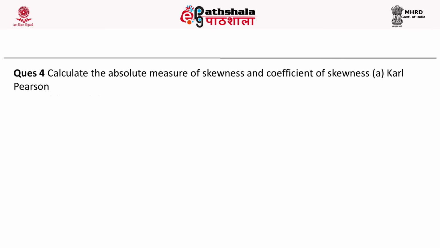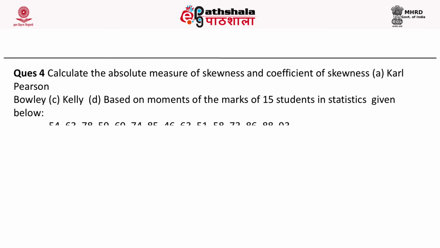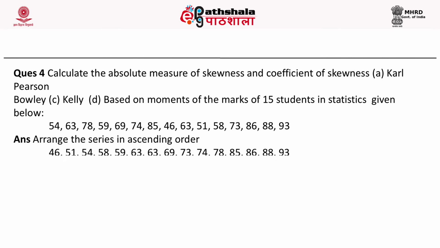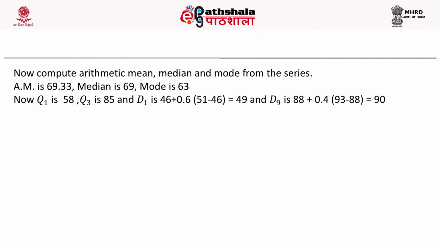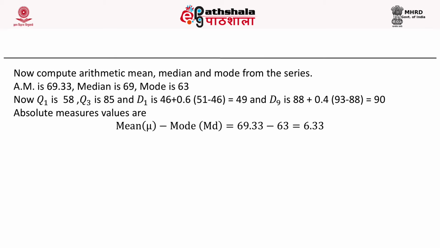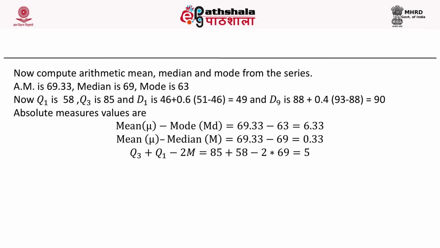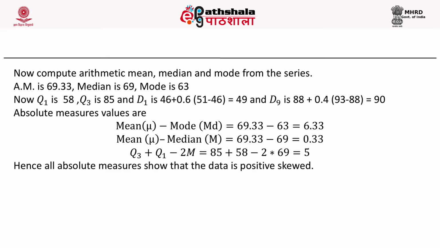Here we are interested in finding the absolute measure of skewness and coefficient of skewness by using the formulas of Karl Pearson, Bowley, and Cayley, based on moments, for the marks of 15 students in statistics given below. So first we arrange the data set in ascending order. Now compute the arithmetic mean, median and mode from the series. The arithmetic mean comes out to be 69.33, median is 69, mode is 63, first quartile is 58, third quartile is 85, D1, that is the first decile, comes out to be 49, and D9, the ninth decile, comes out to be 90.